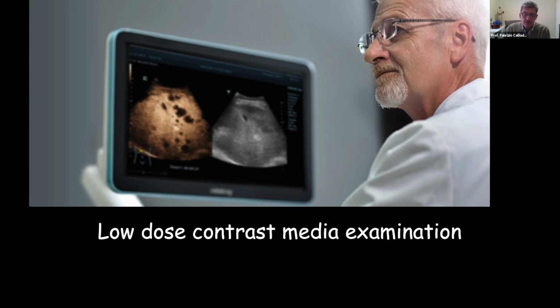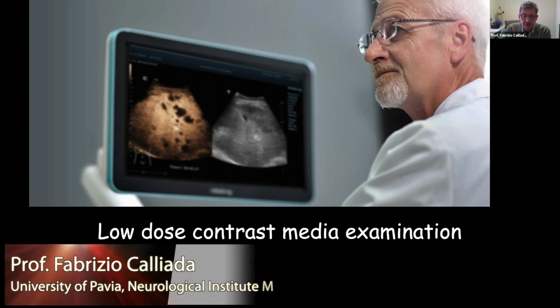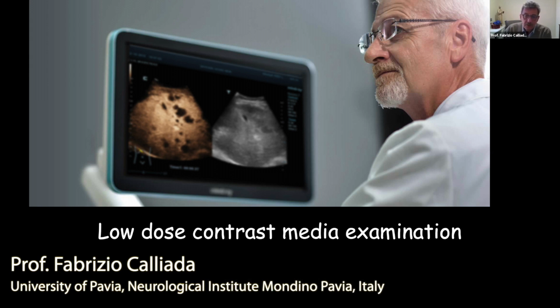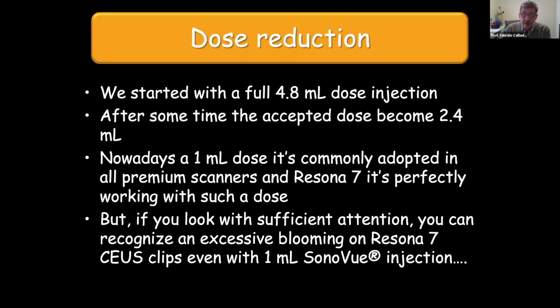Okay, we will try to talk about the reduction of contrast media dose injection. As you know, we started with the full dose in the beginning. So we inject 4.8 milliliter of Sonoview in a vein of the patient just to have something acceptable. After some time, the dose became 2.4 milliliter. And for a big time, this was the dose normally accepted.